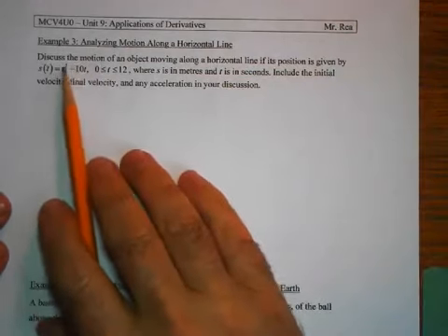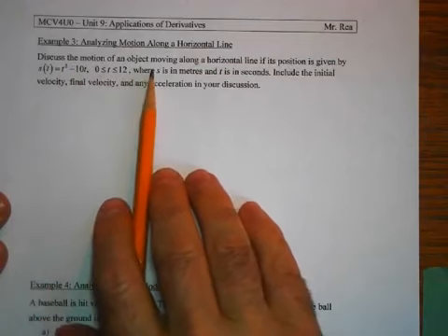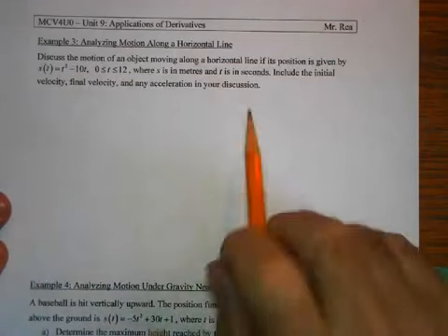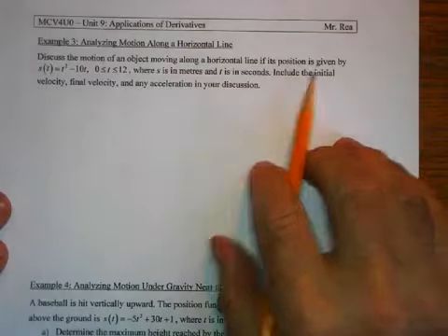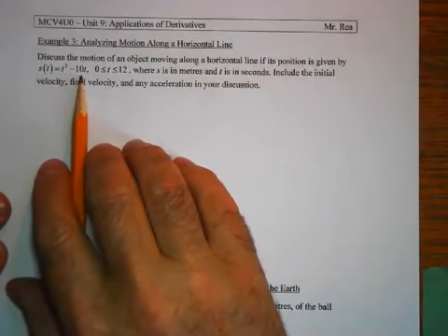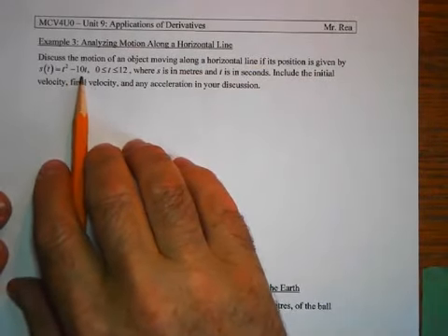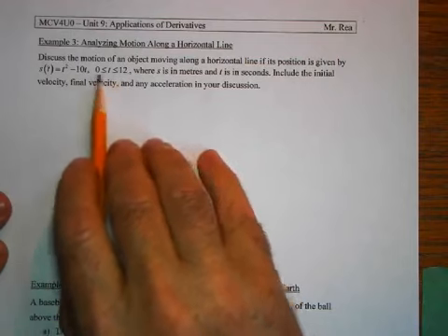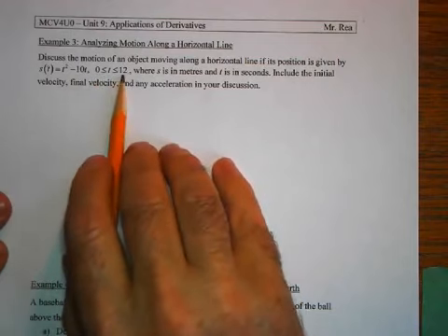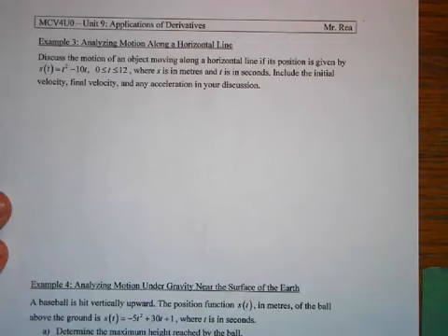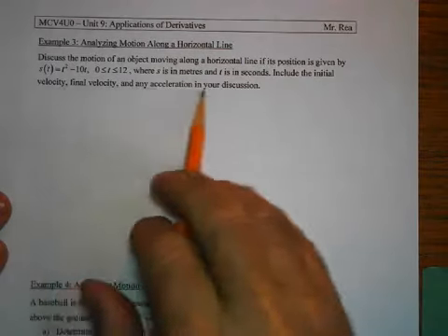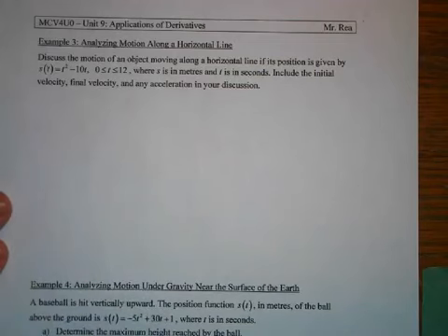Because it says discuss the motion of an object moving along a horizontal line if its position is given by s of t equals t squared minus 10t, and we're only looking at the interval of time from 0 to 12 seconds. s is measured in meters and t is in seconds. Include the initial velocity, so at least it's giving us a little bit of a guideline. Include the initial velocity, final velocity, and then acceleration in your discussion.